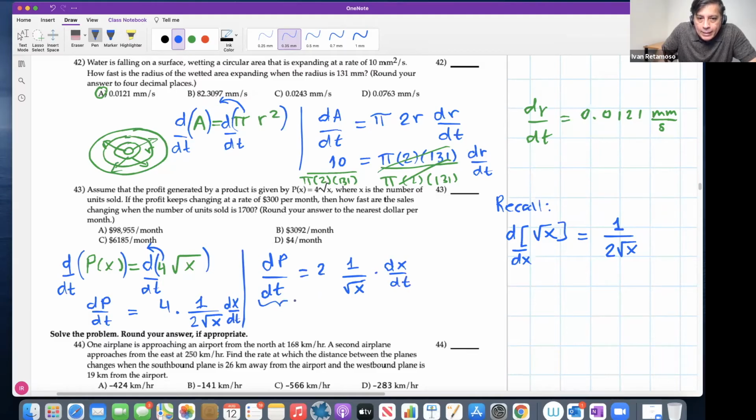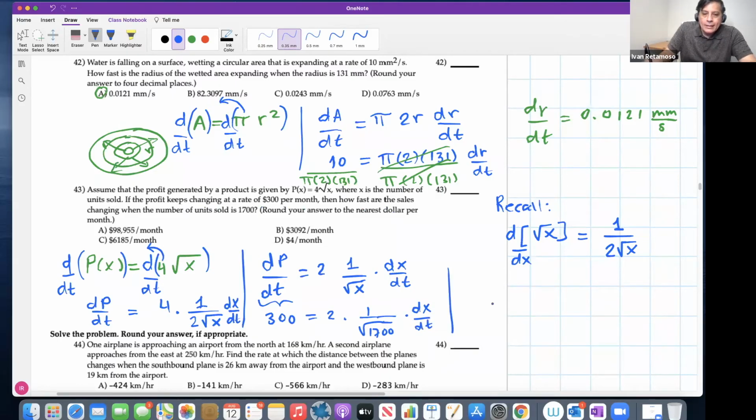Now let's substitute what we have. Let's find out what we don't have. We have the rate of change of the profit. It said here, if the profit keeps changing at this rate, $300 per month. So $300 per month equals twice 1 over square root of, they tell you the value of x here. They want you to compute this rate of change when the number of units sold is 1,700, right? 1,700 here. Times the dx dt. The dx dt is the only quantity that is unknown, right?